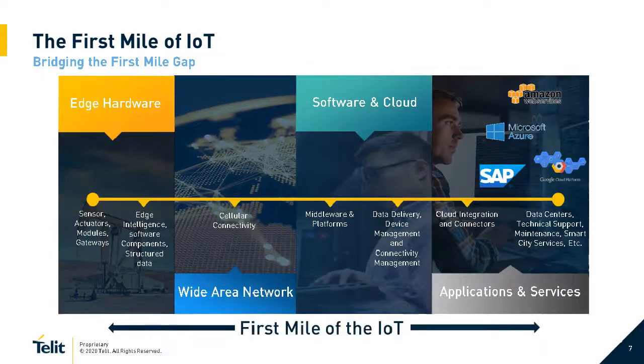For example, these all play out across the first mile of IoT, whether it be sensors and actuators to edge intelligence, getting across your cellular network, and then all the middleware and the clouds, all this stuff to tie into your actual end business application and services. And this is the picture that describes the first mile of IoT, getting from the device to the cloud, to the application, and to the business process.